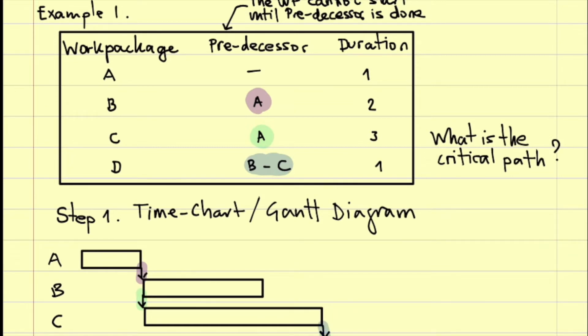You understand the logic? So B can only start when A finishes, and C can only start when A finishes. This is what this thing is meaning. And D can only start when B and C are done. So I take C because it's the longest. So this is our time chart.